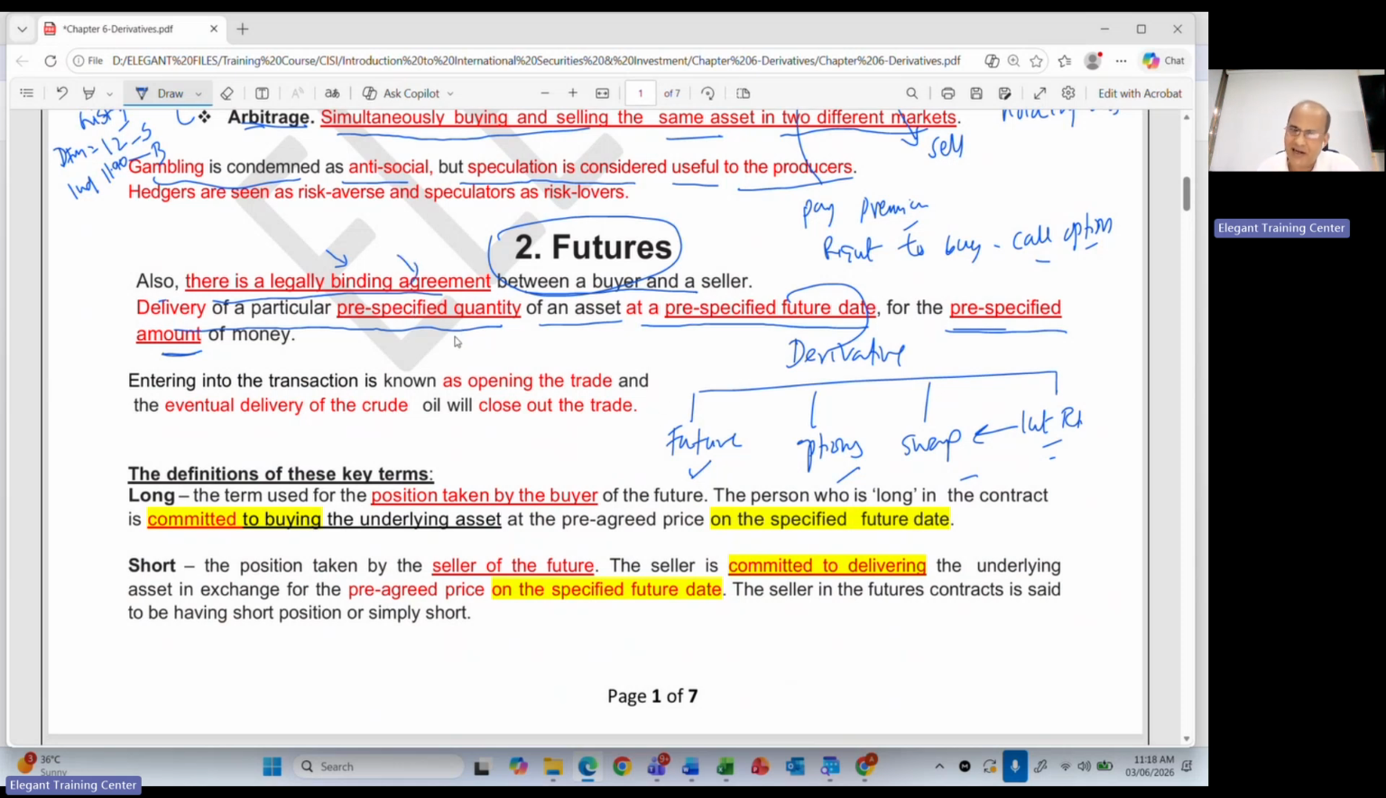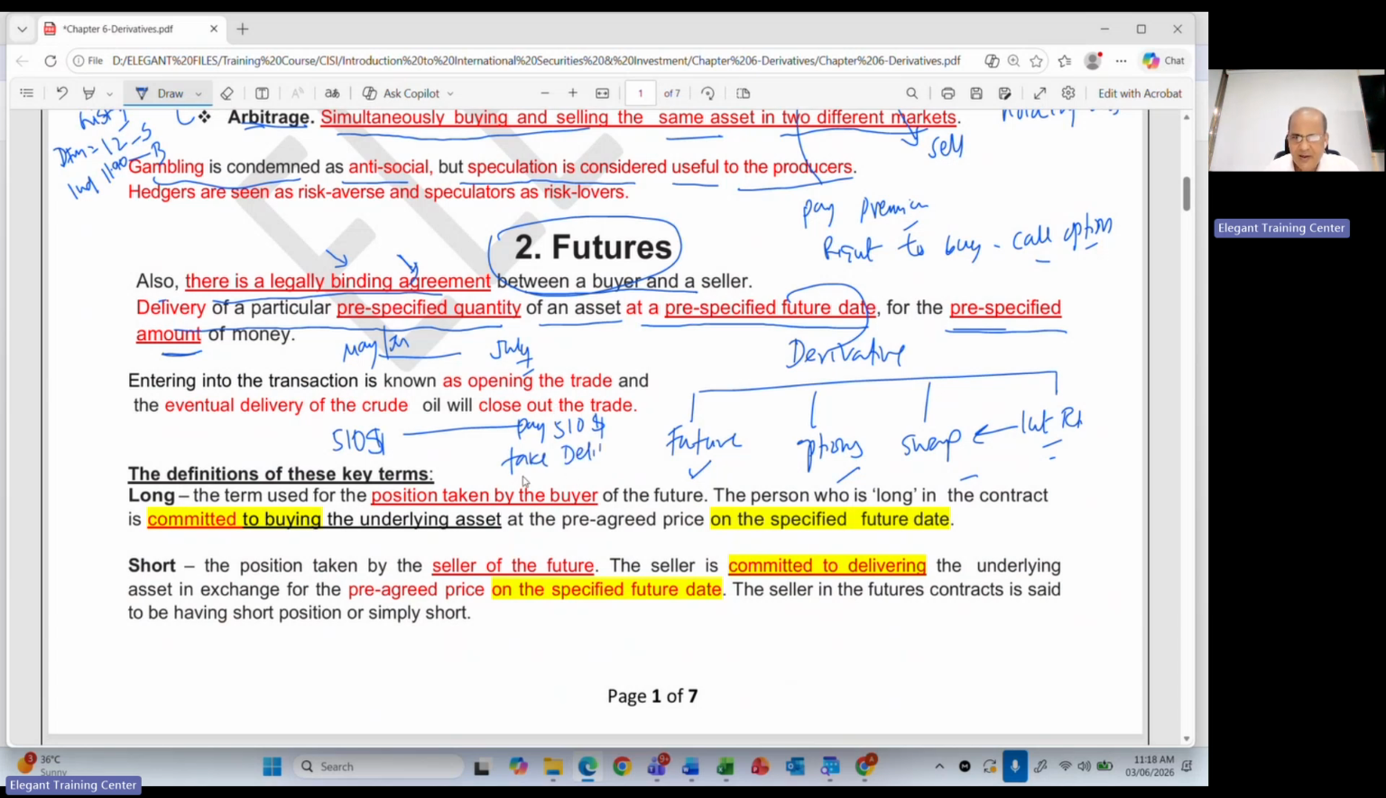It has an expiry date. Let's say the expiry date is July, and we are in the month of June. So you can have a future contract. Let's say the gold price is $510. In July, you pay $510 and take delivery.